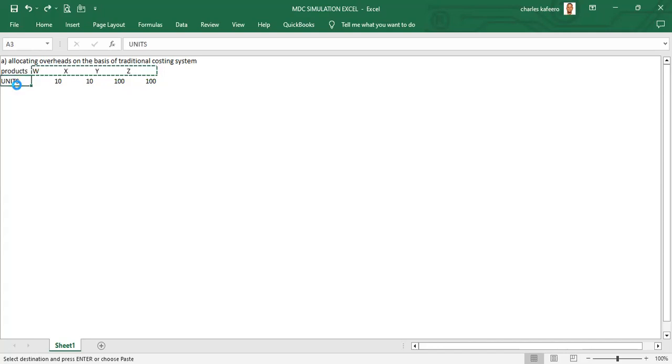Okay, let's proceed. Now we have the amount. The amount in shillings. Whichever currency they have given you is what we use. We have the shillings.